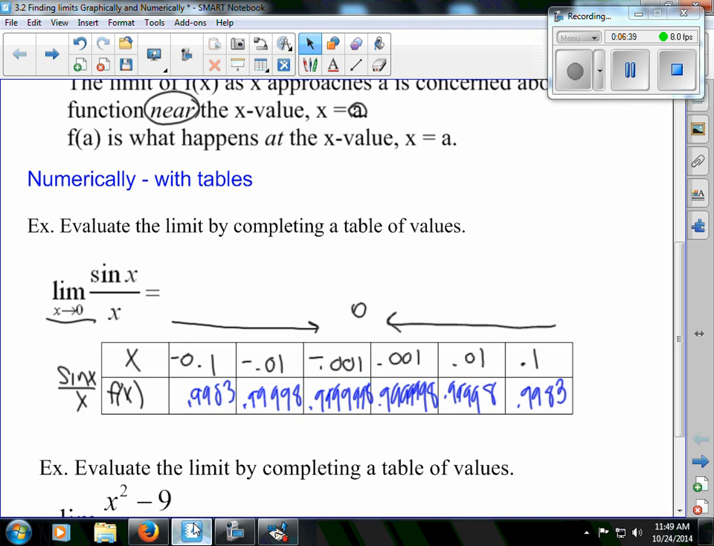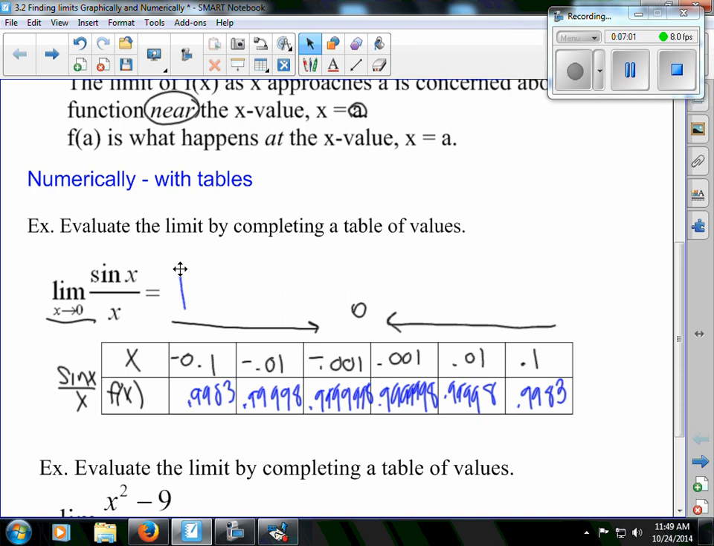Okay, so now what is the limit of the sine of x over x as x approaches 0? The answer here is, let's see here, these x values are very obviously getting closer and closer to 0. What about these y values? What is the number that we are getting very, very close to? 1. So the answer to the limit is 1.